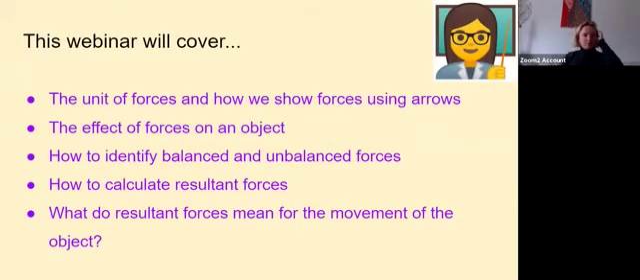By the end of this webinar, you should be confident with the following things. Now, this may be revision and extension for some of you, as you should have covered this in your lessons. We'll be covering the unit of forces and how we show forces using arrows. We'll be looking at how forces affect objects. We'll be identifying balanced and unbalanced forces and calculating resultant forces, and ultimately thinking about what resultant forces mean for the movement of the object. There's quite a lot of overlap with GCSE topics with this topic, especially as we get towards the end of the webinar.